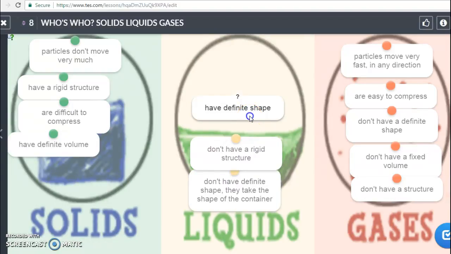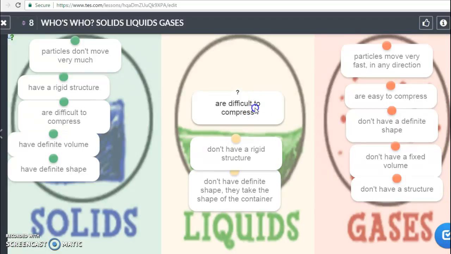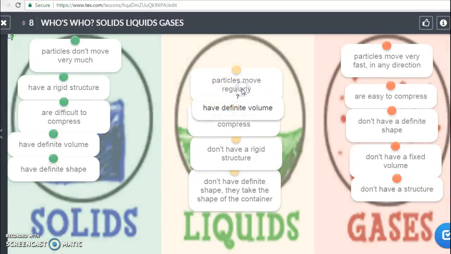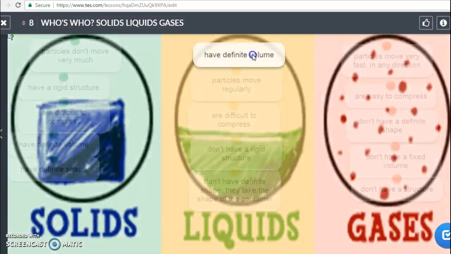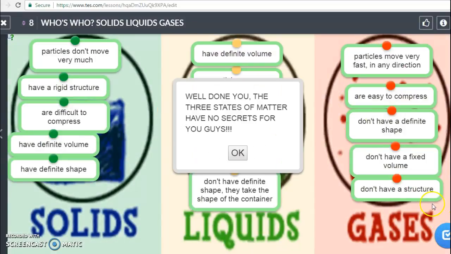They have definite shape. Of course, this can be. They're difficult to compress. The particles move regularly. And they have definite volume. And then students can check. And the result is correct. So the 3 states of matter have no more secrets for the students. Okay?